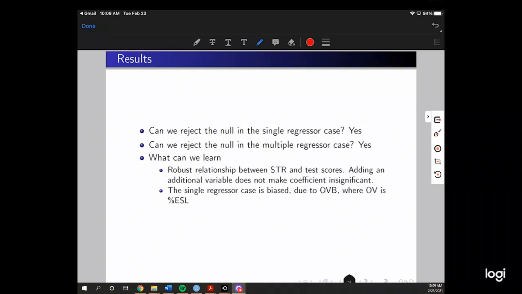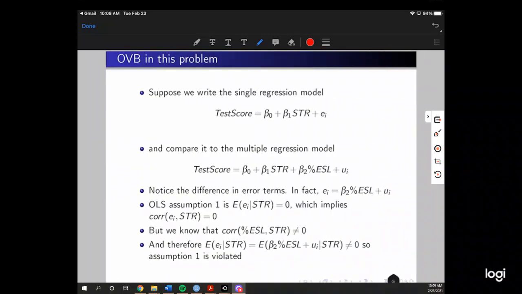The single regressor case is also biased due to omitted variable bias, where the omitted variable is percent EL. So let's look at that in a little more detail. Here's the omitted variable bias in this problem. Suppose we write the single regressor model as this, our population regression model, where the error term is e_i.